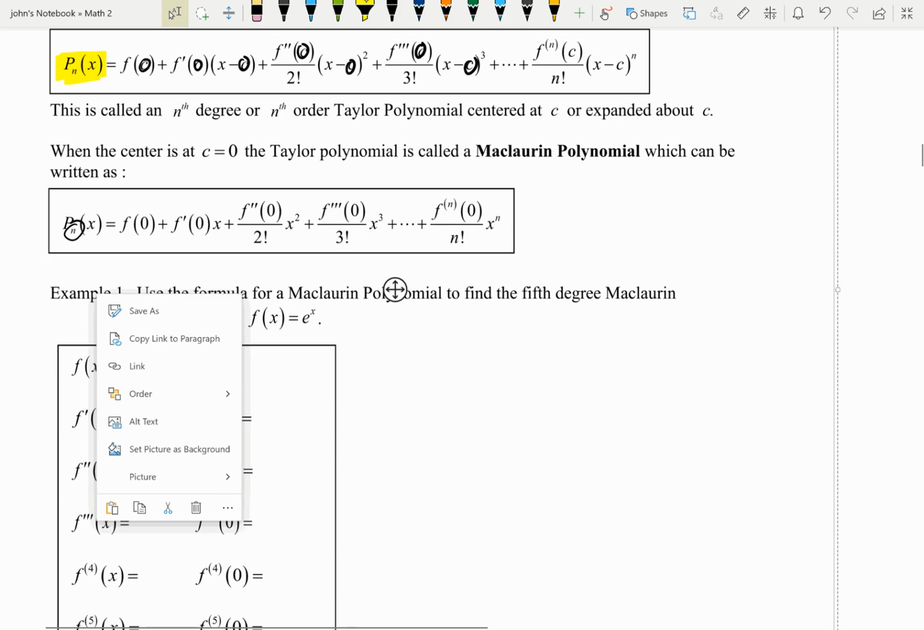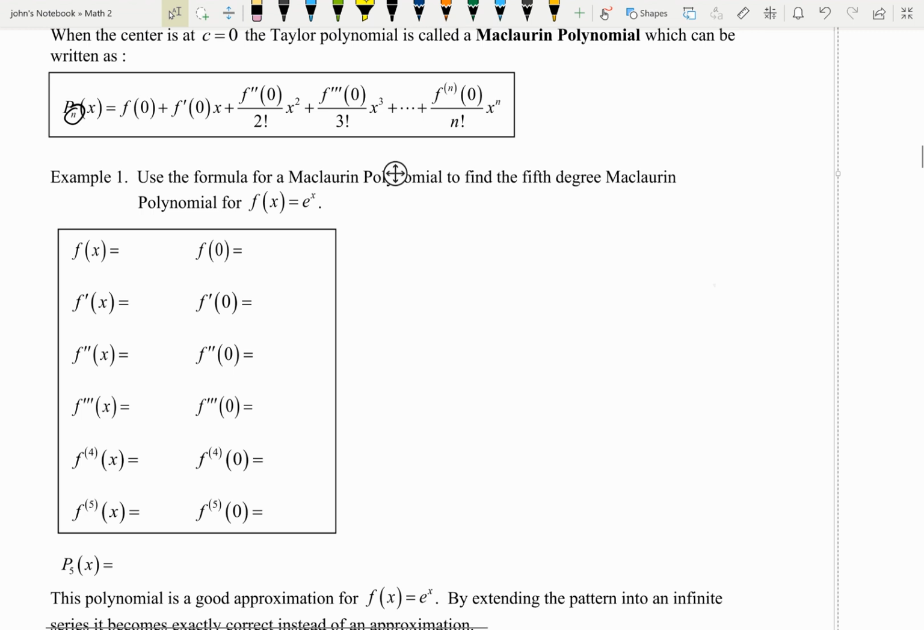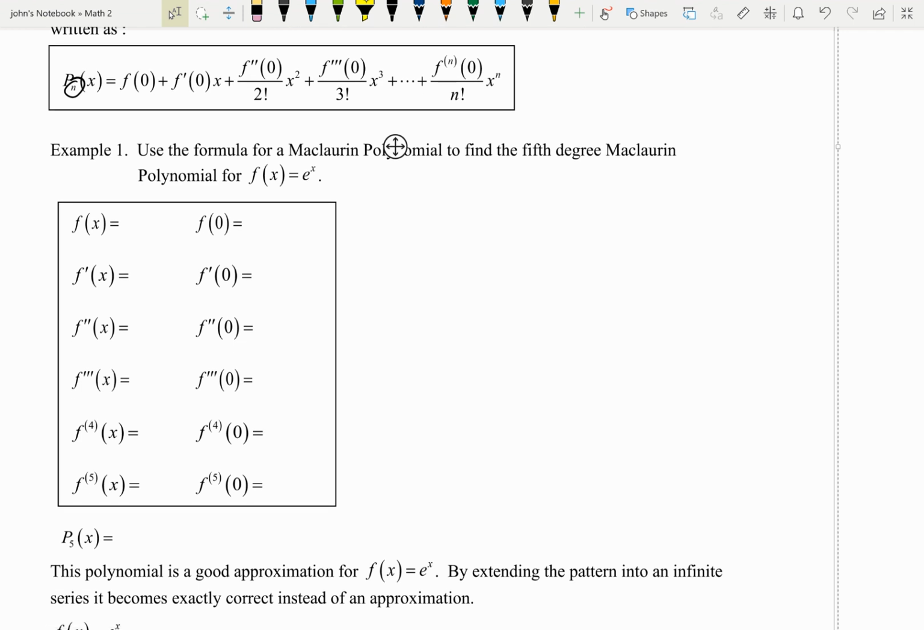So this one says, use the formula for a Maclaurin polynomial to find the 5th degree Maclaurin polynomial for f of x equals e to the x. So when it says 5th degree, what it's talking about is it's going to be P of 5, and that means n is 5. That's how far I have to go out right there. Okay, so we're just going to plug it into that formula up there, and this is for e to the x. So let's go ahead and fill this out.